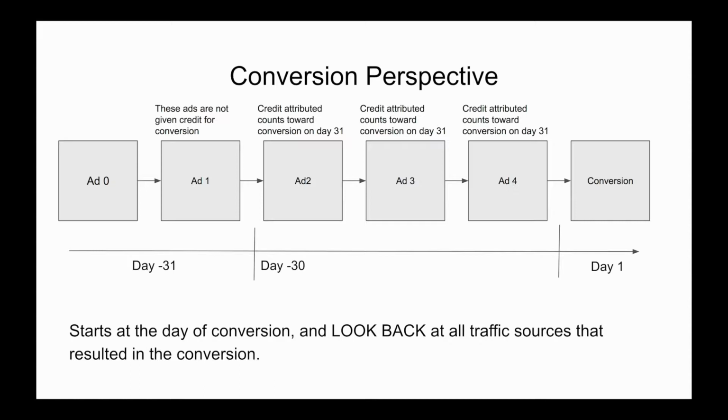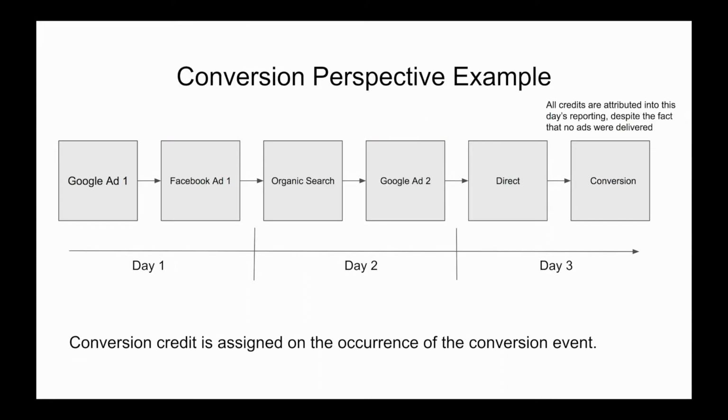So let's start with the conversion perspective, which anchors based on the occurrence of the conversion and looks into the past. Whenever a conversion occurs, we consider that day one. And if the conversion window in this example is 30 days, we look back at all traffic sources that resulted in the occurrence of this conversion and attribute credit to everything that happened within that conversion window. And in the extreme case that we showed here, all conversion credits will be assigned on day three to all the channels because that's the time that the conversion happened.